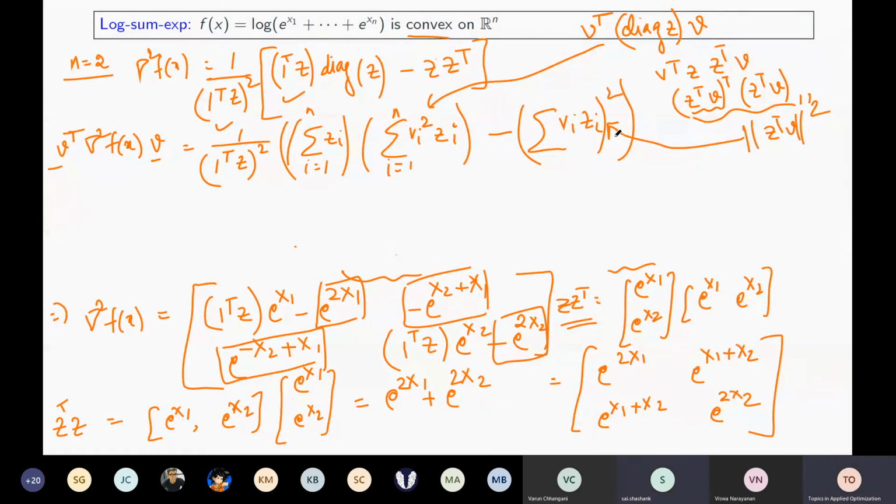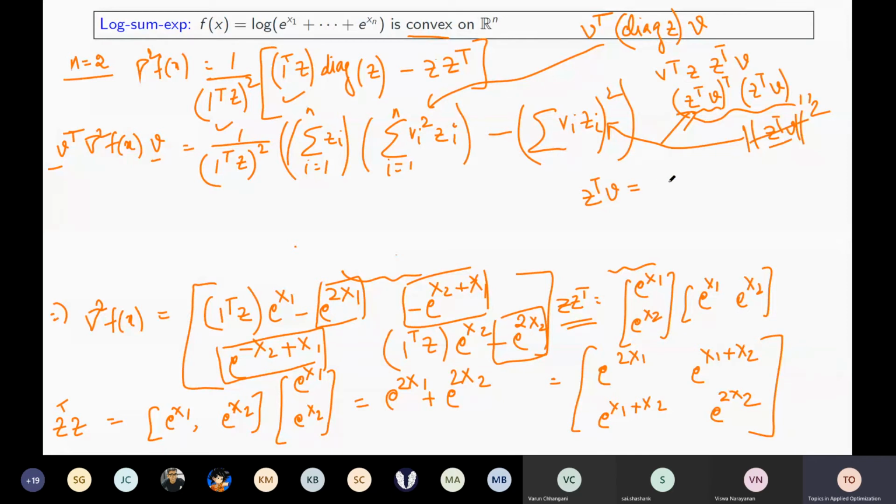Sir, it should be summation of Vi Zi squared, right? Not summation whole square. Now, isn't it that this gets summed, like Z transpose V? It's a scalar anyway. Yeah, Z transpose V is a scalar, right? These are not really vectors anymore, so these are scalars, so they get like (ZV) squared actually.